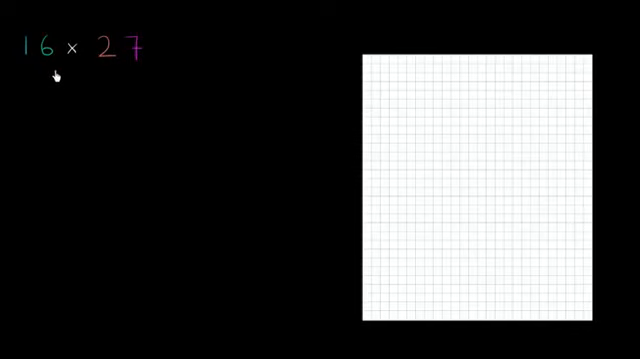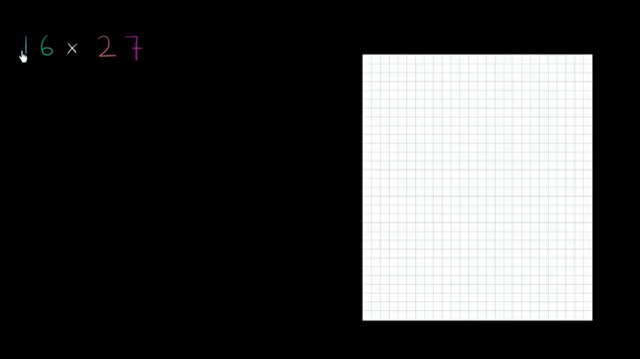So I'm going to multiply 16 times 27, and I'm going to do it using something called an area model. The whole point of an area model is to really understand what's going on in the multiplication process. So 16 you can represent literally as 10 plus 6.